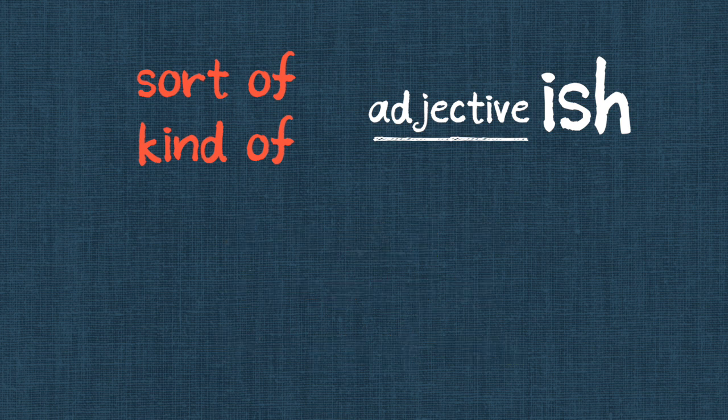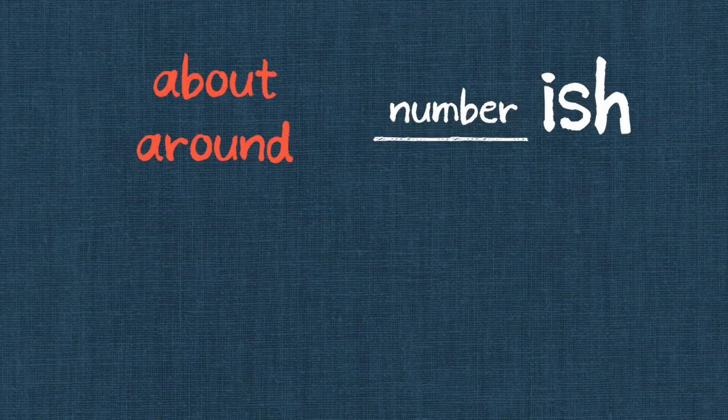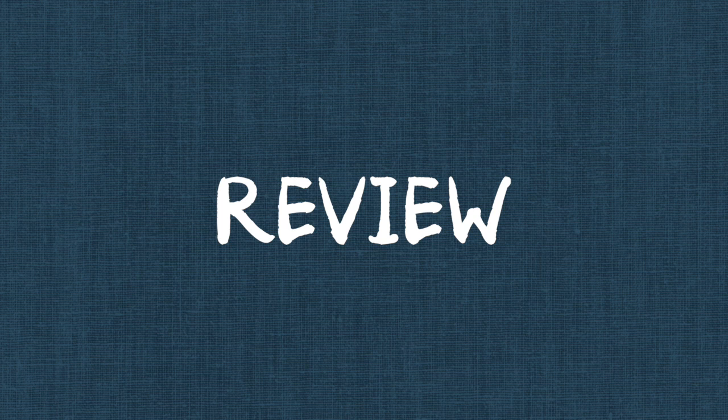When we are using adjectives, like we did earlier, tall, blue, something like that, we would not use the words about or around. We generally will just use the words kind of, sort of, or a little. And when we use numbers, we will not say kind of, sort of, or a little. We would just use around or about. So that's a good thing to remember. Let's review.